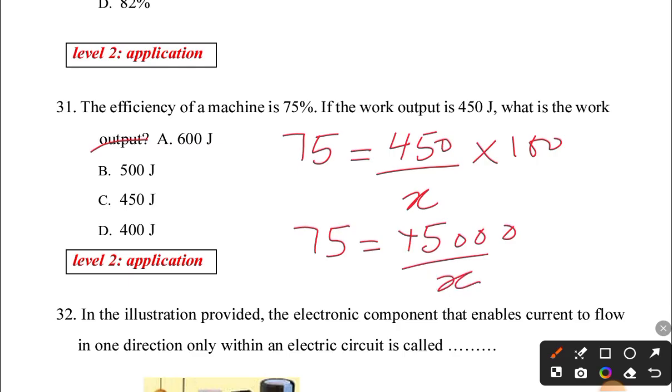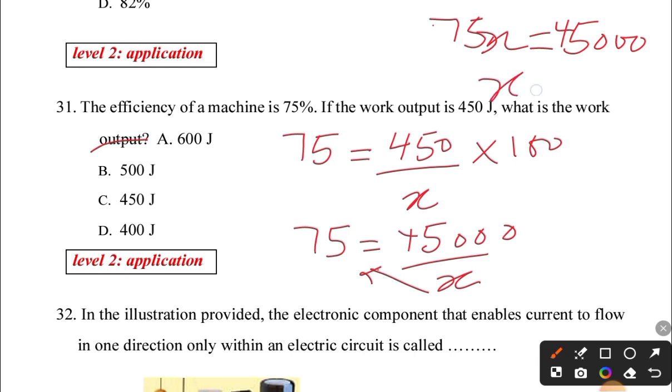over X. So you multiply the X by the 75. So you get 75X equals 45,000. Divide both sides by 75. You are going to get 600 joule. So the answer to question 31 is A, 600. So 600 joule. That is the work input.